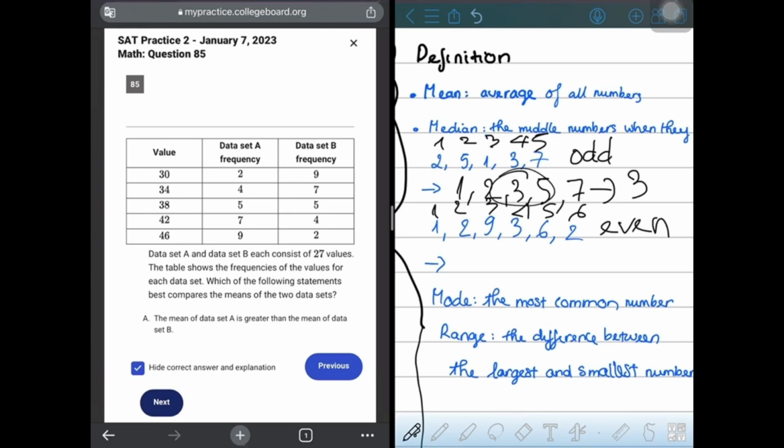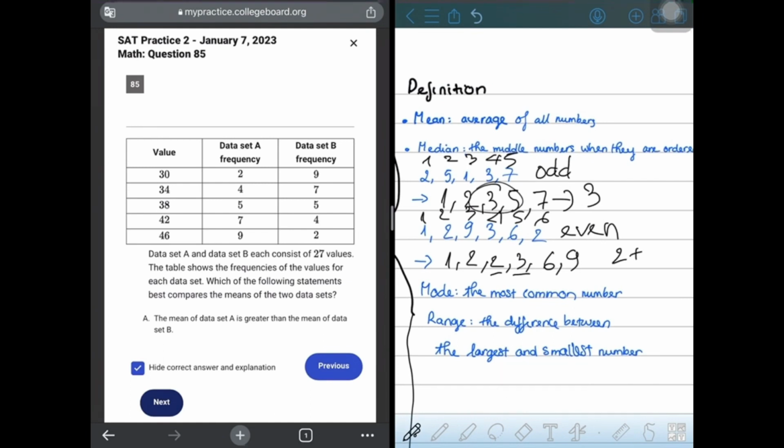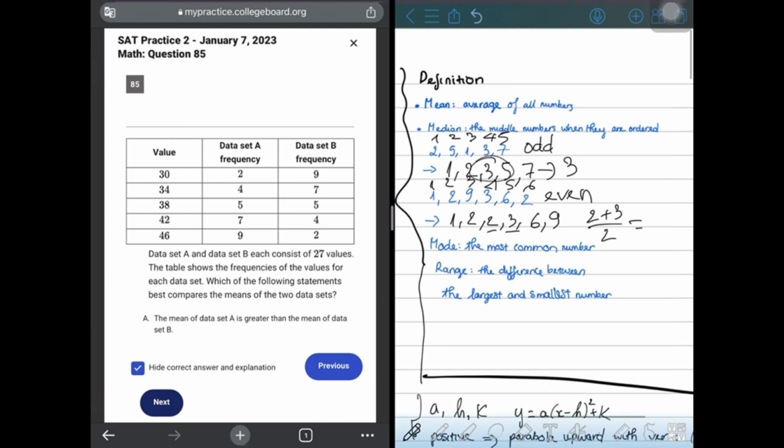Let's follow me. Firstly, we still need to order it: 1, 2, 2, 3, 6, and 9. And then we will take the 2 middle numbers. The 2 middle numbers are 2 and 3. And then we will add the 2 of them and divide by 2. Okay. The median will be 2.5.